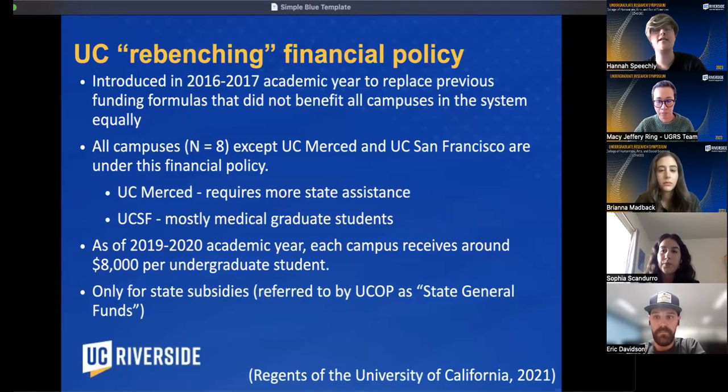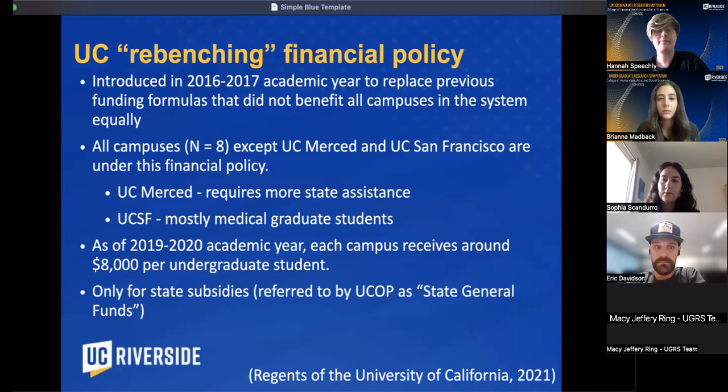UC Merced isn't under this policy because it requires more state assistance than what the other campuses would usually get, mostly because it's so new and because it still needs a little bit more development. UC San Francisco is also mostly medical graduate students, so those wouldn't be really affected by the rebenching policy anyway.